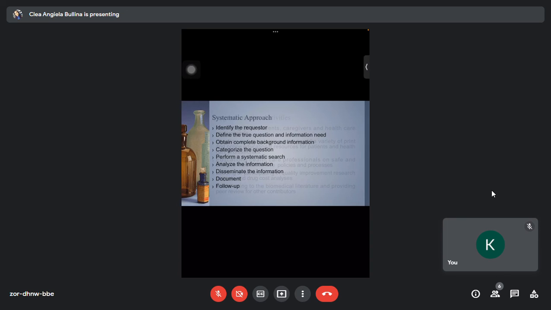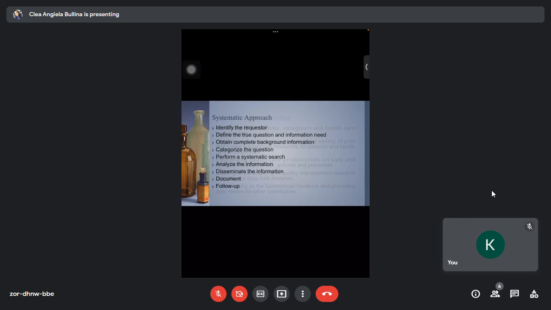Sa documentation naman, you should document the request, information resources used, the information found in each source, and the time spent on the response, as well as the response itself as appropriate for the request and practice setting. And then lastly, follow-up. Okay? So sa follow-up class, we perform a follow-up assessment to determine the utility of the information provided and whether the information resulted in changes in medication use practices or patient outcomes.